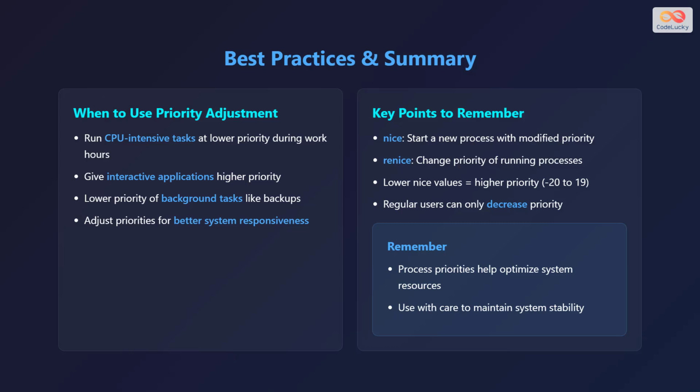Remember, nice is used to start a new process with a modified priority, while renice changes the priority of running processes. Lower nice values mean higher priority, with the range being from -20 to +19. Regular users can only decrease the priority of their own processes. Process priorities help optimize system resources, but should be used with care to maintain system stability.